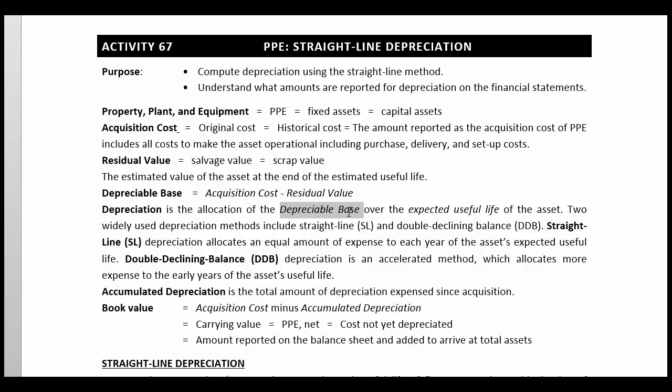We don't need to allocate the residual value because we're going to get the money back. And it's really over the expected useful life of the asset. And again, we're going to talk here about straight line. Keep in mind there's another method called double declining balance.